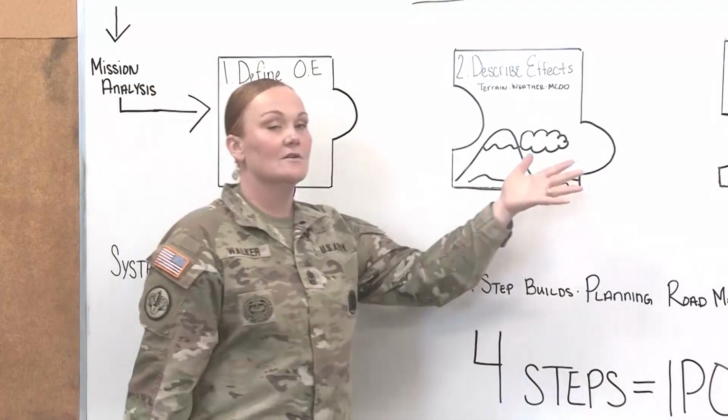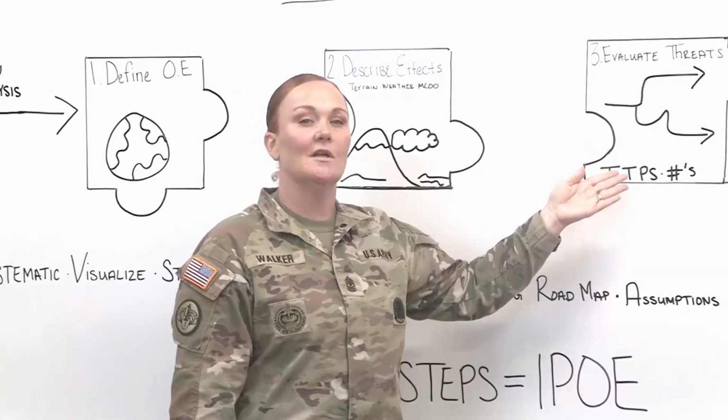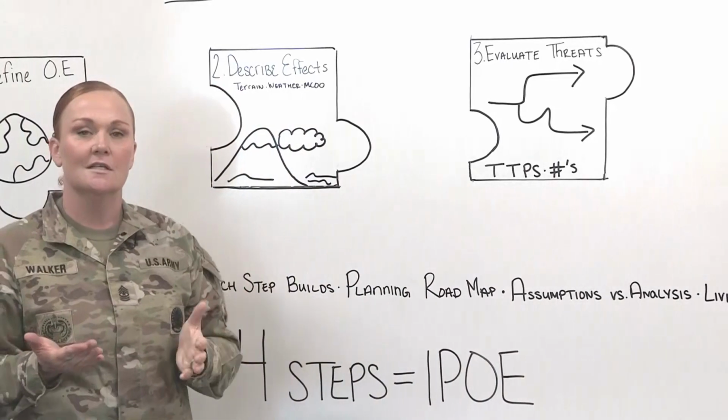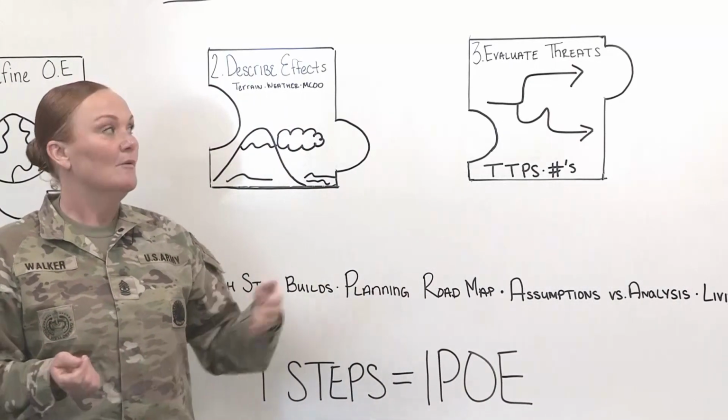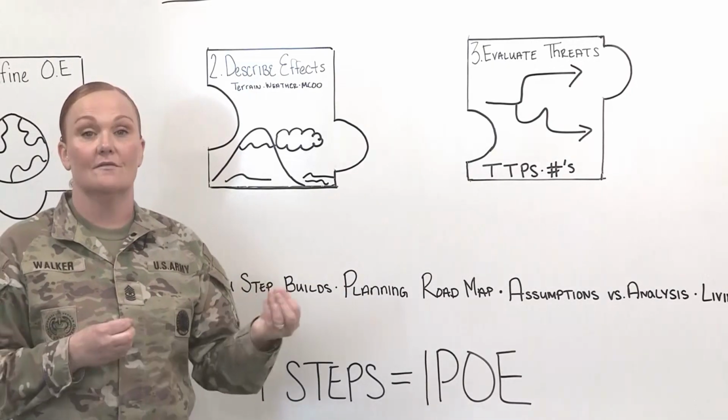The third step here is to evaluate the threats. What we're looking at here is to determine how does the enemy fight? What are their capabilities? What is their doctrine? What are their TTPs? Better understanding how the enemy fights is going to help us to better plan how we are going to fight them.